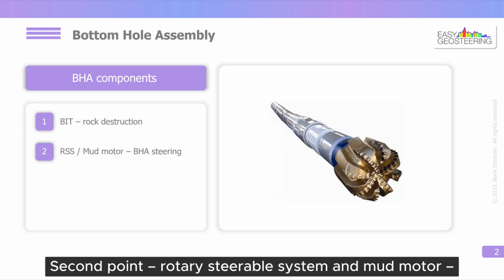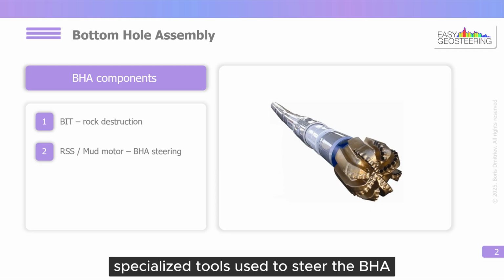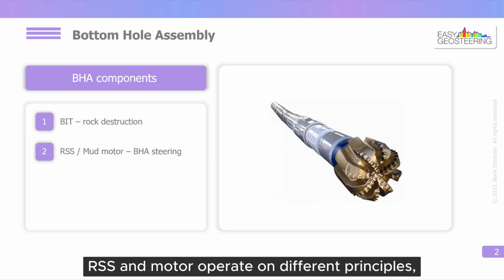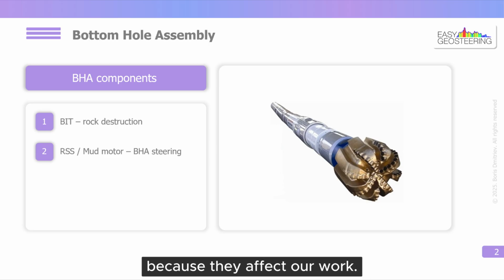Second point, rotary steerable system and mud motor, specialized tools used to steer the BHA in the desired direction of inclination and azimuth. RSS and motor operate on different principles, and it's essential for the geosteering engineer to understand these differences because they affect our work.